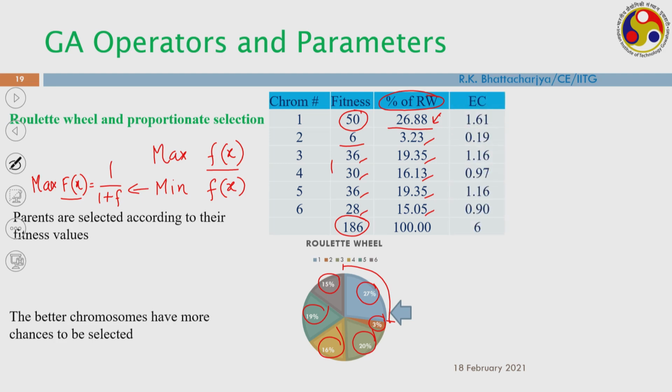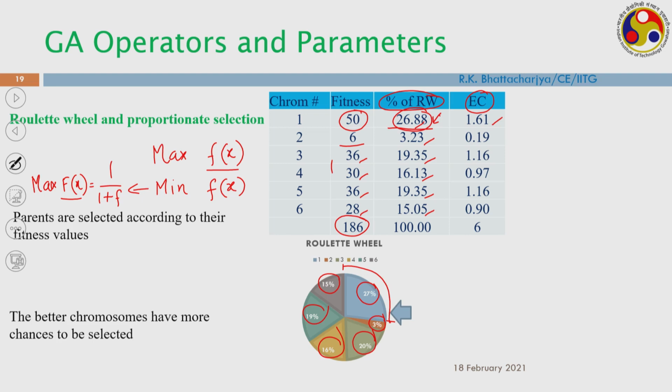Now, in the proportionate selection, what I do basically is calculate the expected count. So, what is the expected count? This expected count is based on the probability of the fitness of that particular solution. So, here this is 26.88%. That means, out of 6 solutions, 26.88% of that will be your expected count. So, in that case this is 1.61.